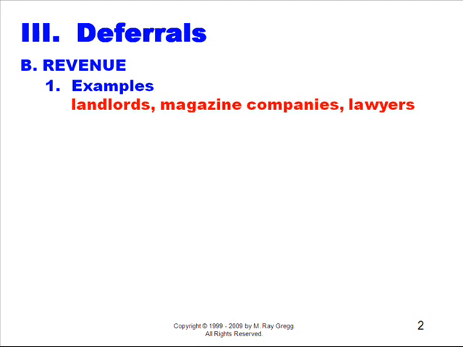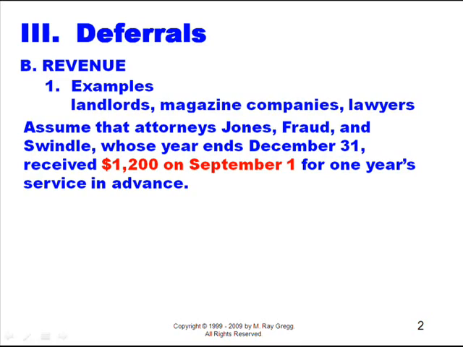Examples of deferred revenue would be landlords that collect rent in advance, magazine companies that collect subscriptions in advance, life insurance companies, auto insurance companies, lawyers collecting fees in advance. They call them retainers. Let's make up an example. Let's assume that we're the attorneys for Jones Fraud and Swindle, and their year ends December 31st. They received $1,200 in cash on September 1st for a year's service in advance.